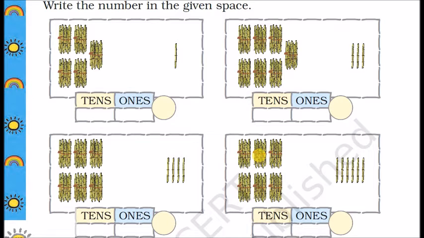1, 2, 3, 4, 5 and 6. 6 tens. And how many ones? 1, 2, 3, 4, 5 and 6. 6 ones. 6 and 6, 66.